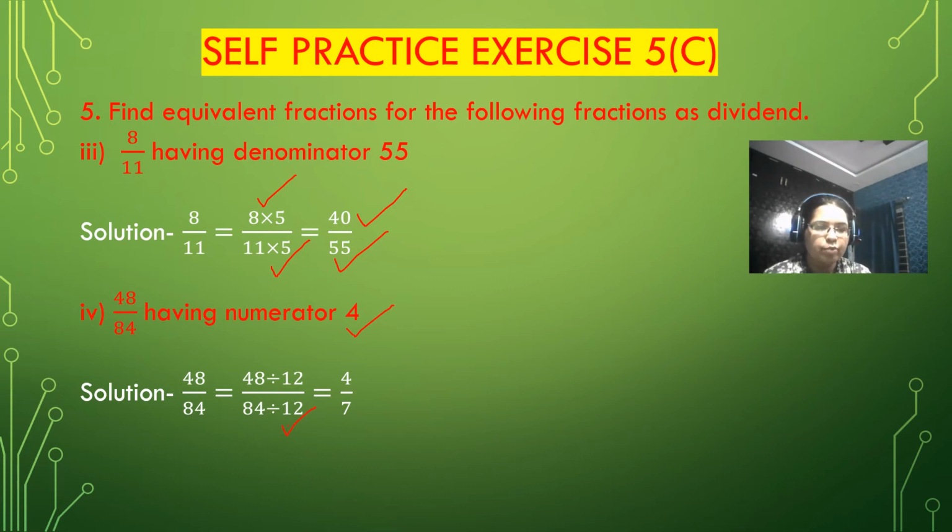So divide the numerator 48 with 12 we get 4, and denominator 84 divided with 12 we get 7. Now 4 divided by 7 is the equivalent fraction of 48 divided by 84.